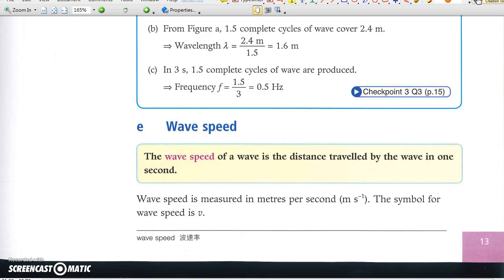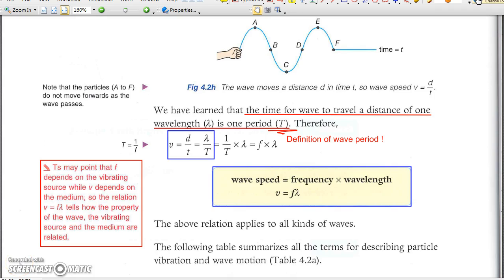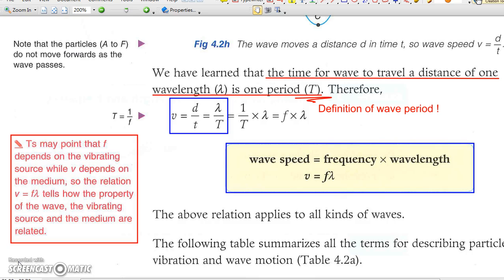E. Wave speed. It is the speed of wave. It is how far the wave may travel in 1 second. As a wave travels a distance of 1 wavelength in 1 period T, the wave speed is thus lambda over T, and thus v equals f lambda, which applies to all kinds of waves.